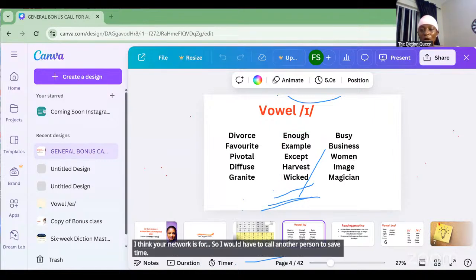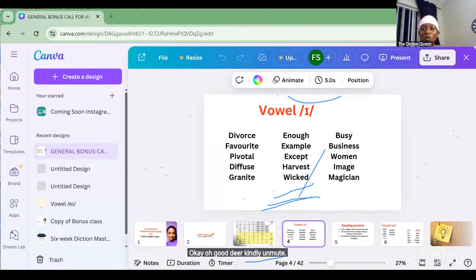Okay, Ogundira, kindly unmute. Yes, I'm here. Enough. Example. Okay. Except. Yes, please. Harvest. The next one. Wicked. Okay.